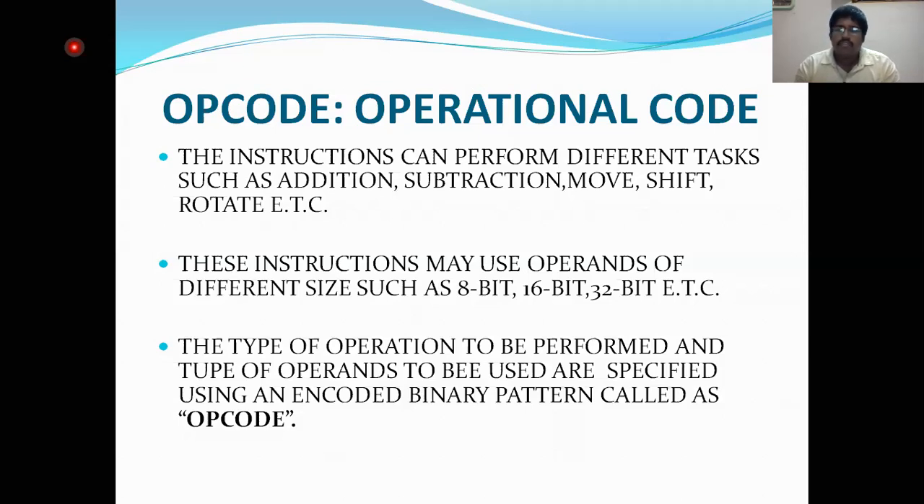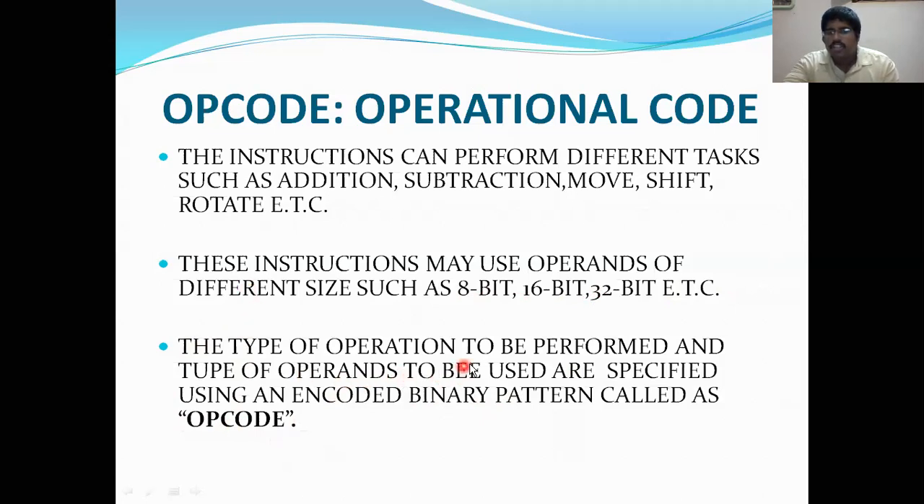If you need to perform any addition or subtraction, they will be of 16-bit. If you want to perform any multiplication, they may be of 32-bit. Like that, we are having different types of operands like 8-bit, 16-bit, 32-bit, etc. So this last paragraph gives the information I have told you previously.